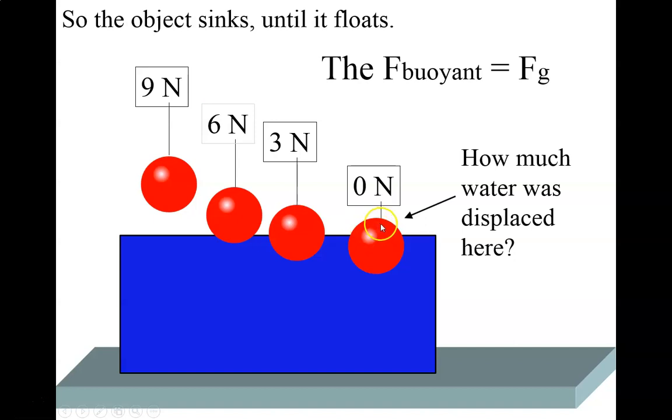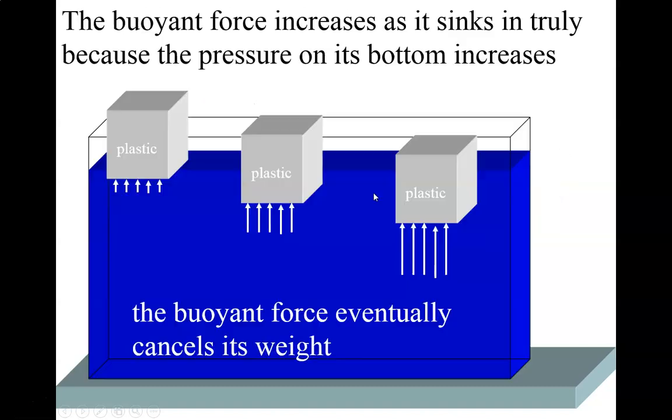When an object is floating, in this case right here, how much water has it displaced? Well, it's displaced 9 newtons of water, because the buoyant force is 9 newtons, that means it's displaced 9 newtons of water, which is the same as the object's weight.